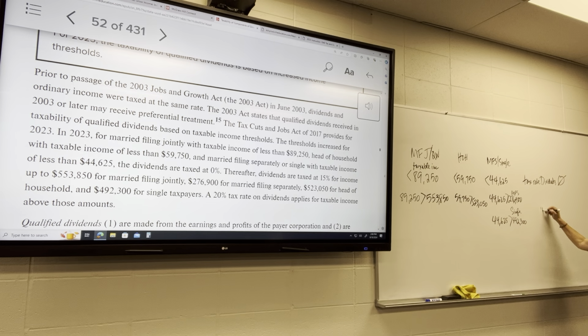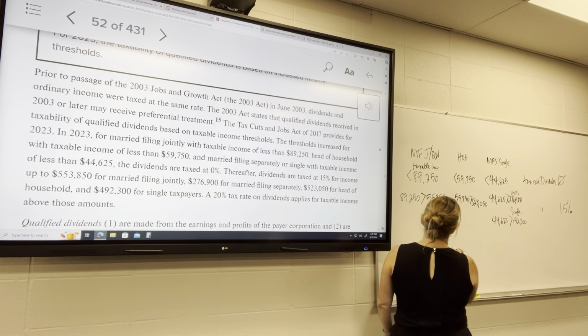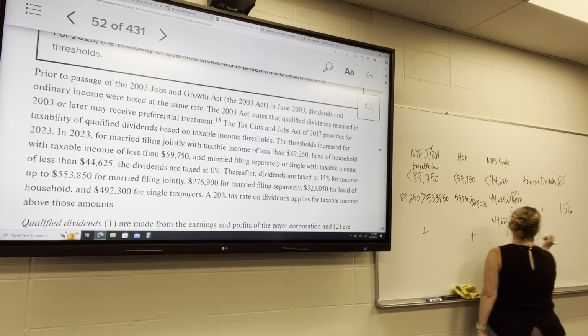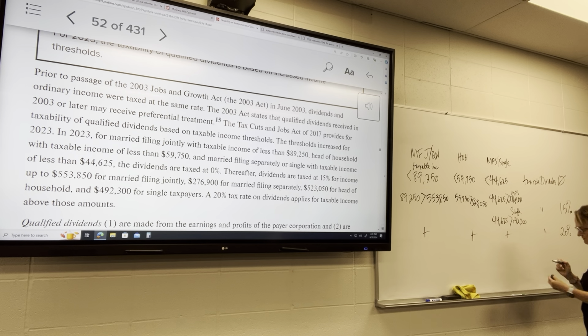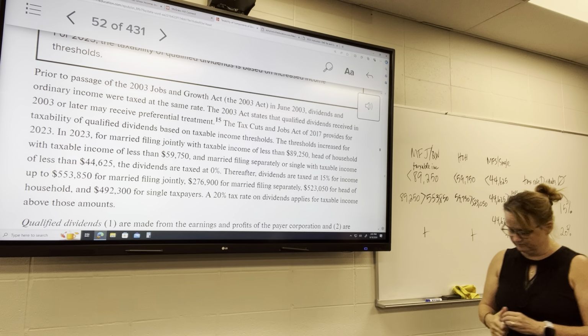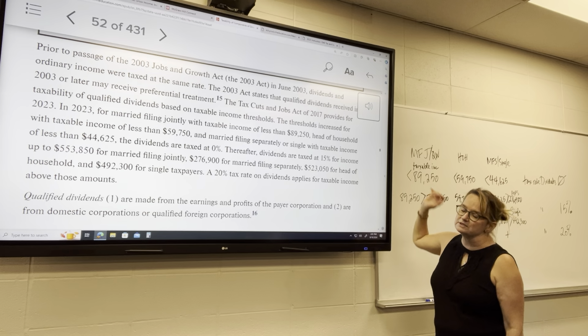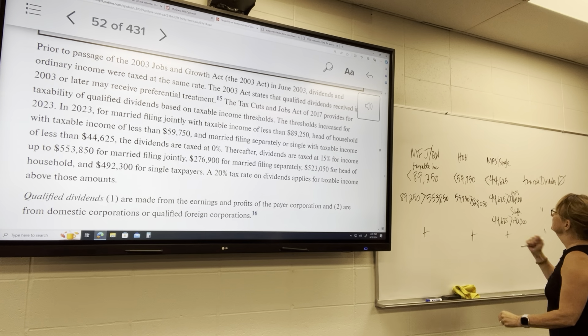Tax rate is 15% on the dividends, only on the dividends. And then for greater than these amounts, so I'm just going to put a plus, anything above that, 20% is the dividend tax rate. These are for what are called qualified dividends.